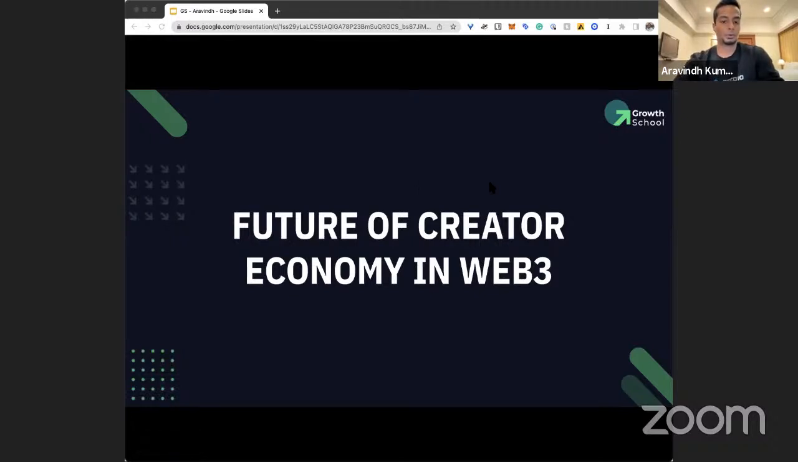So today we want to talk about the future of the creator economy in Web3, specifically how the creator economy evolved over time, what defines the creator economy, how it gets impacted in Web3, and what tools are offered so that whether as a consumer or as a creator, you can leverage this. Today's session was supposed to be done by my co-founder Mayur, but unfortunately he had to attend to a family emergency. So I'm stepping in to do this.